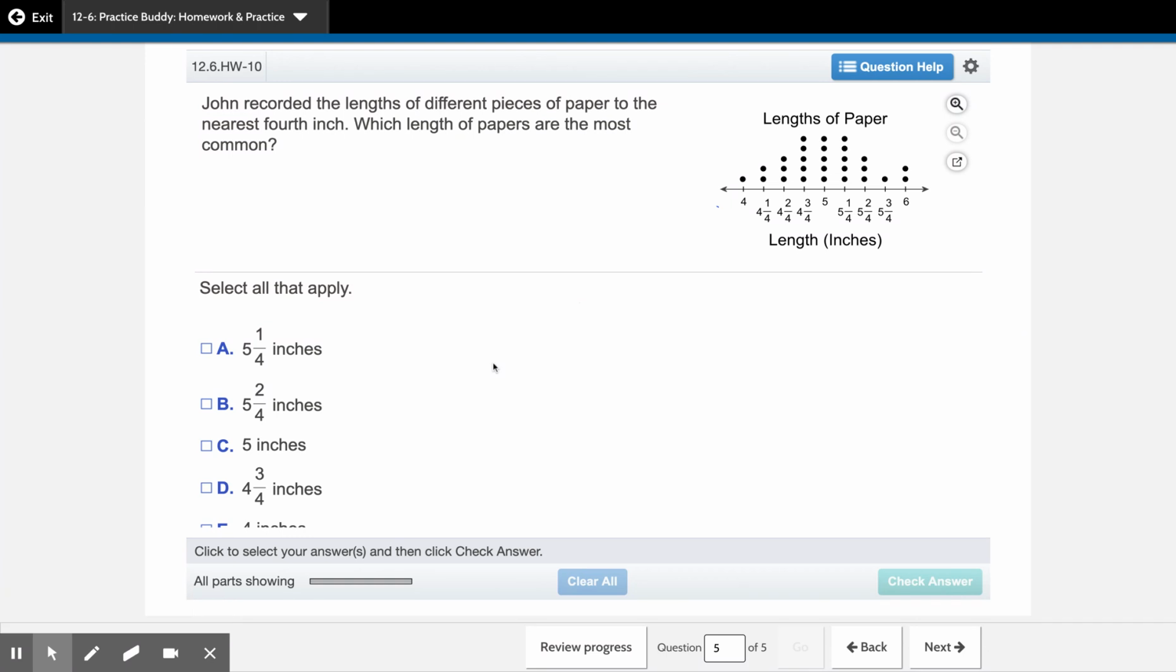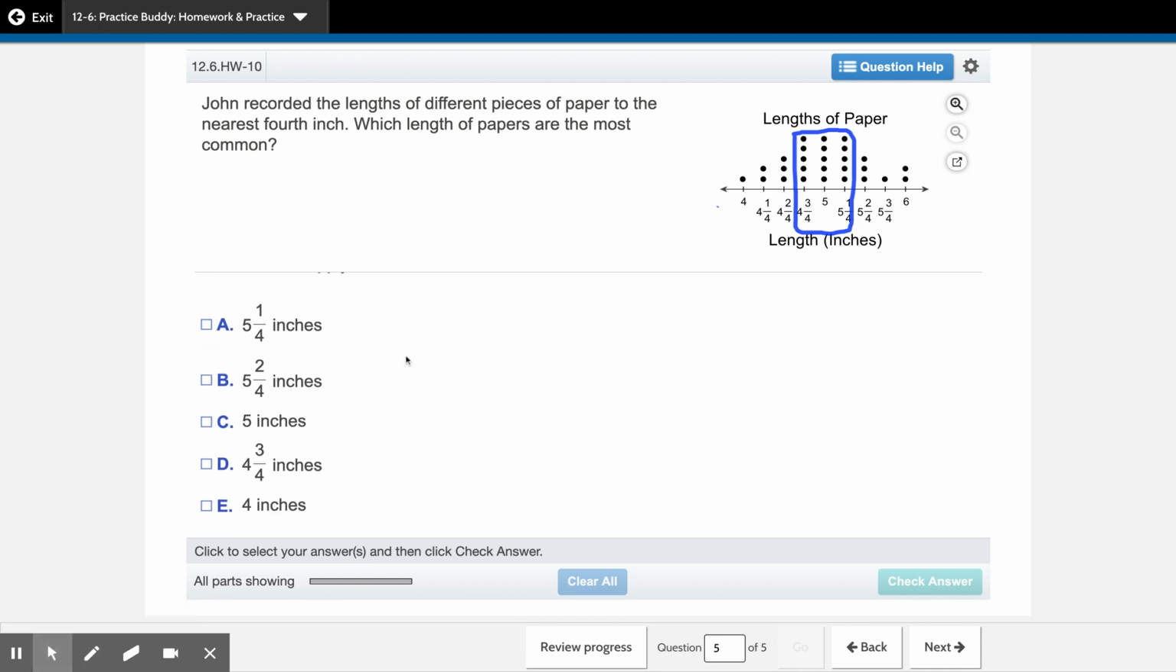On this problem, it says John recorded the lengths of different pieces of paper to the nearest fourth inch. Which length of papers are the most common? So we see most, but in this problem, it is not talking about which length is the biggest or the most, because that would be 6, because we have 2 here, 6. What it wants to know is which lengths of papers are the most common, which is really focused here on our dots. So I want to find my dots that have the most, which if we look, these are the most, and I can tell that because they are the tallest. And so these are all going to be my answers.